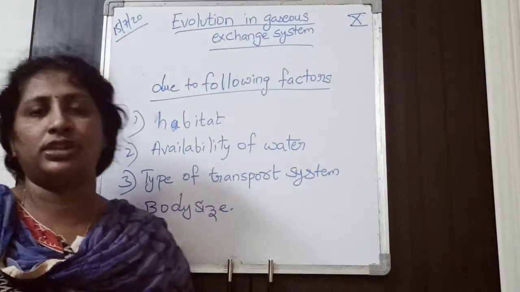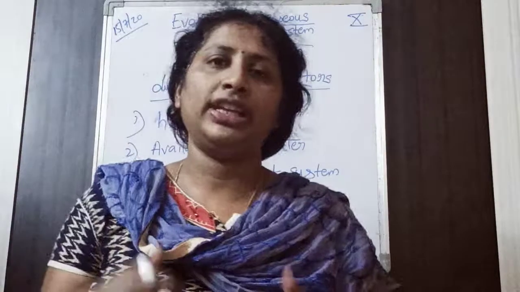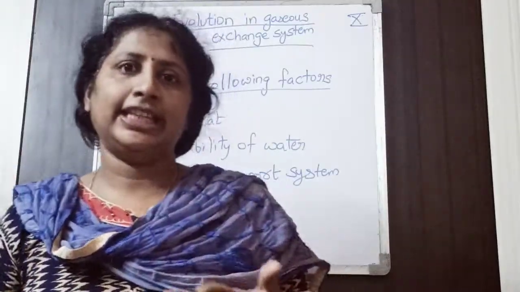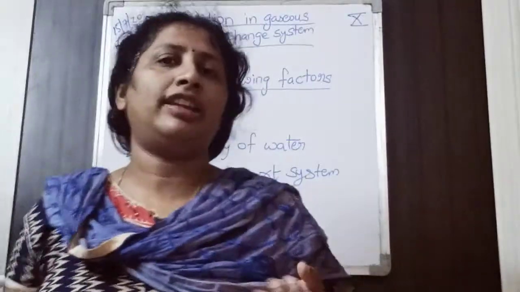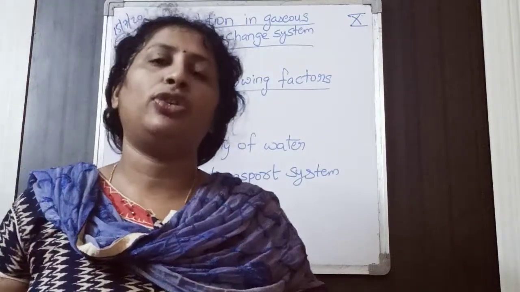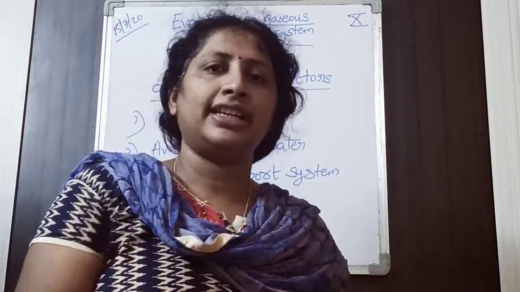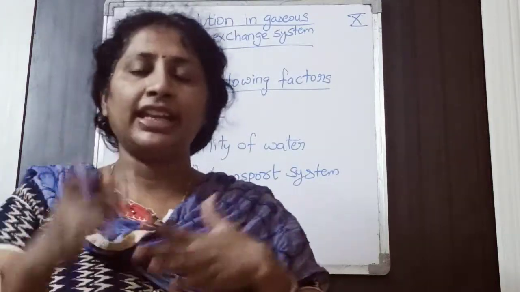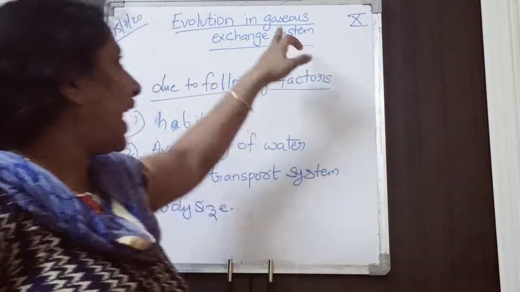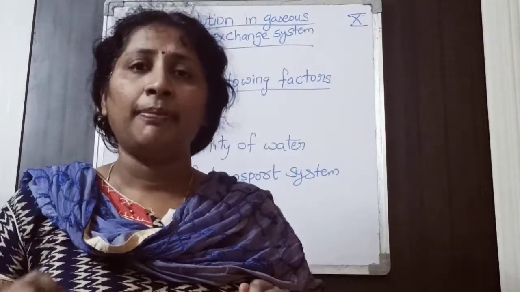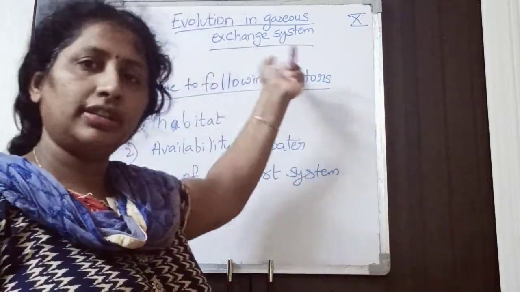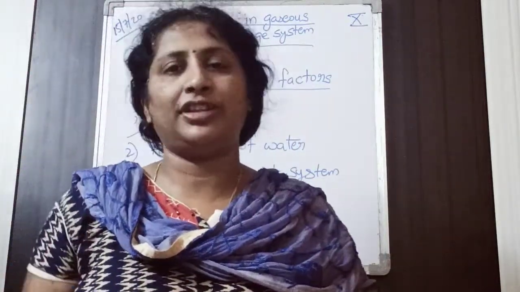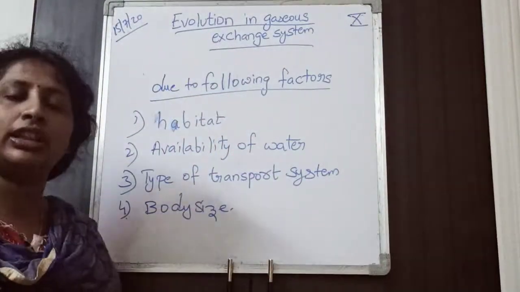Okay, type of transport system. Okay, how the blood is flowing in their body. So we will study this in the next chapter. Transportation. Means how transport system is nothing but circulatory system. Okay, so how the blood is flowing in their body. It is a closed circulatory system or open circulatory system. Depending on the blood flow in their body, the gases exchange system has been developed. Why? Because blood has to take the oxygen to all the parts of the body. So how the blood is flowing in their body, depending on that, gases exchange system has been developed in different organisms. Okay. Next, depending on the body size.